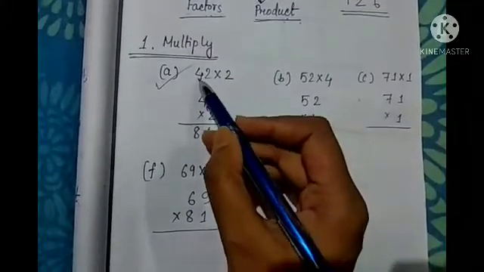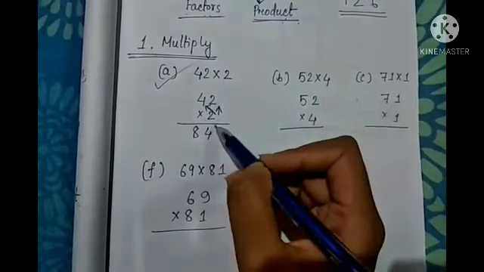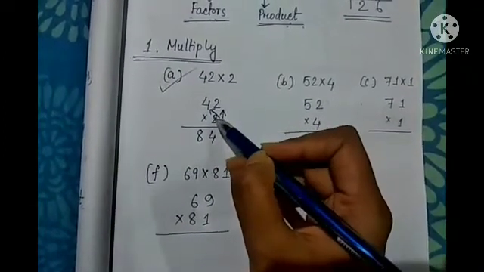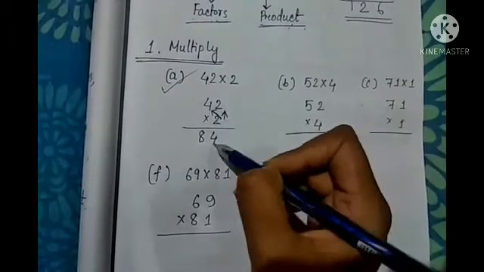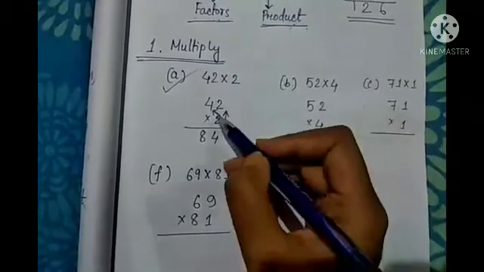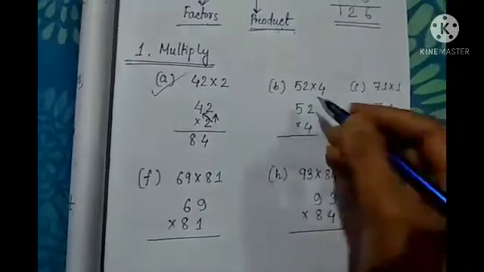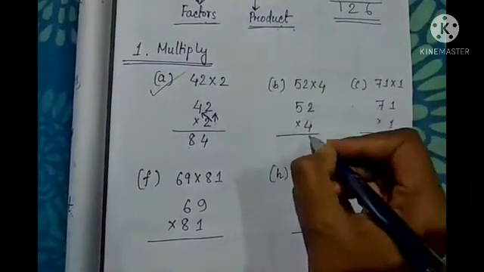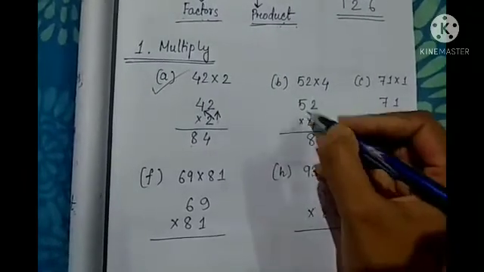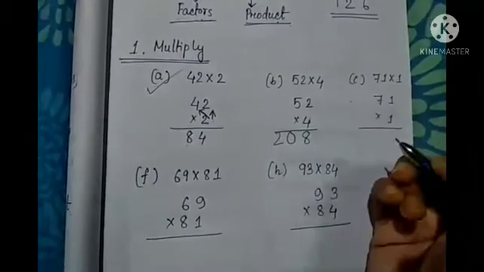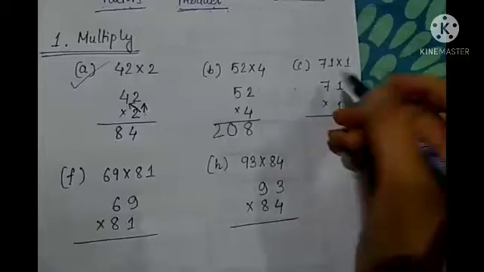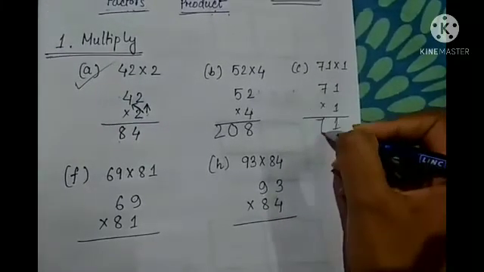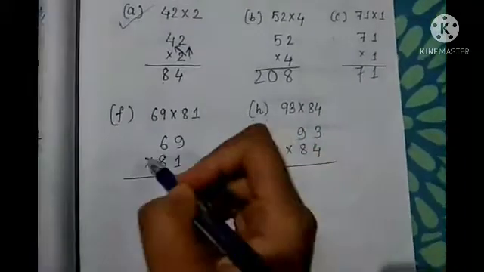A number is given, 42 into 2, so I have written it this way. As you can see the arrow mark, that means first of all you have to go this way and then this way. So 2 twos are 4 and there is no carry, so 4 twos are 8. Similarly here, first of all you have to go this way, so 4 twos are how much, 8, no carry, and 5 fours are 20, so you have to write like this. Similarly here, C number 71 into 1, so 1 one is 1 and 7 ones are 7, right, simple.